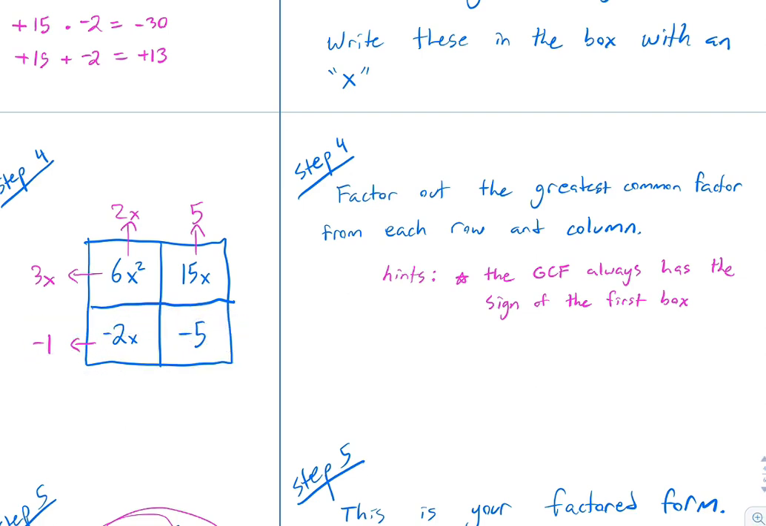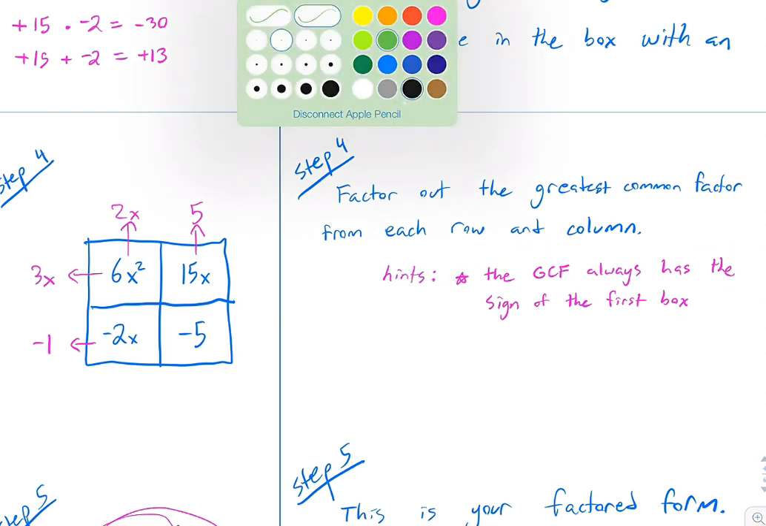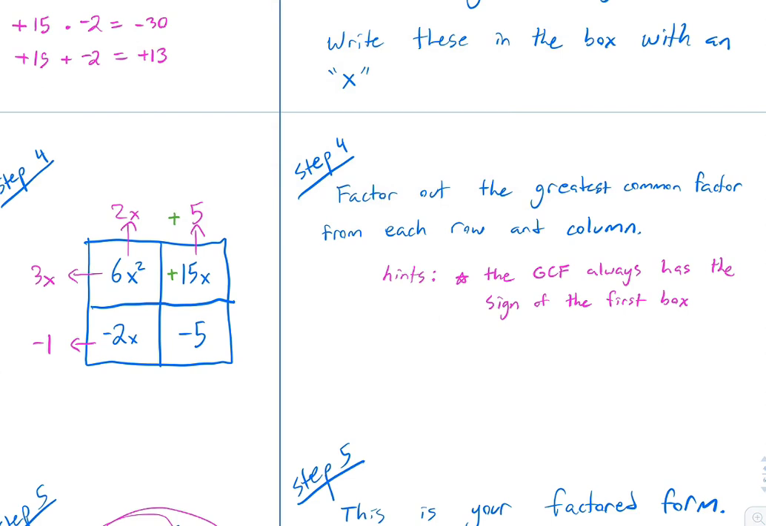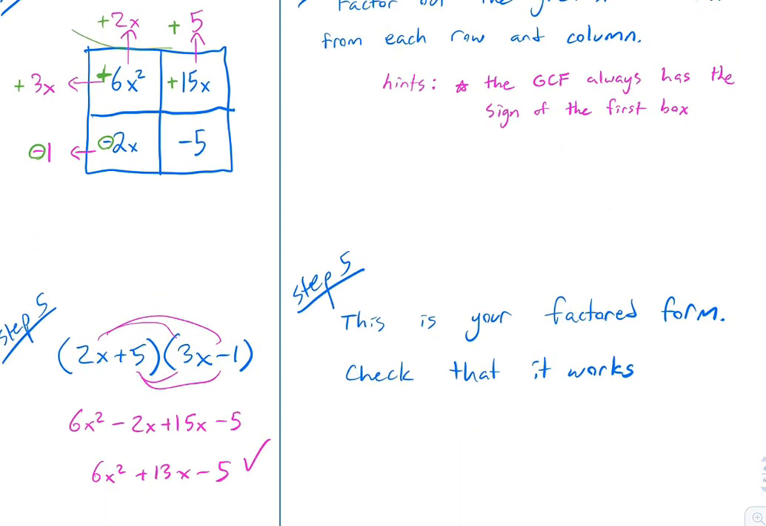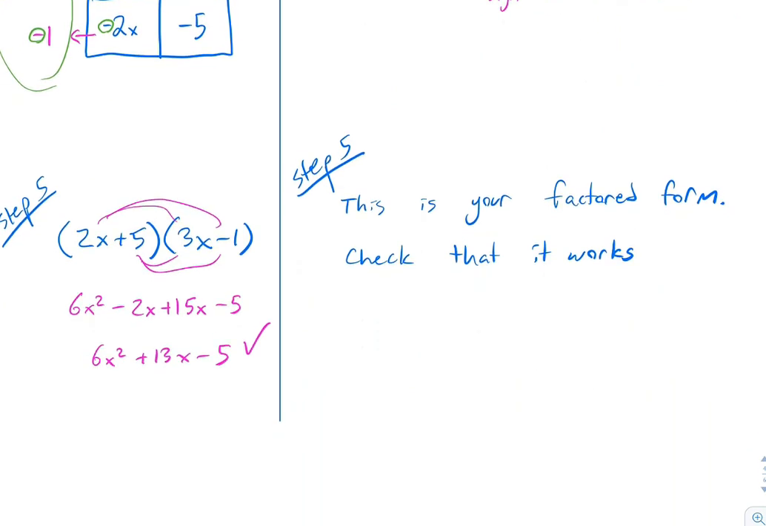And then also, a rule of thumb that you can just always use is the GCF that we take out always has the sign of the first box. So in other words, if this is positive, then this is positive. If this is positive, then this is positive. Again, if this is positive, then this is positive. And if this is negative, then this is negative. So you just keep the sign of the first box. And that's it. That's your product. It's 2x plus 5, 3x minus 1. And we can just double check by multiplying them together and seeing that it works.